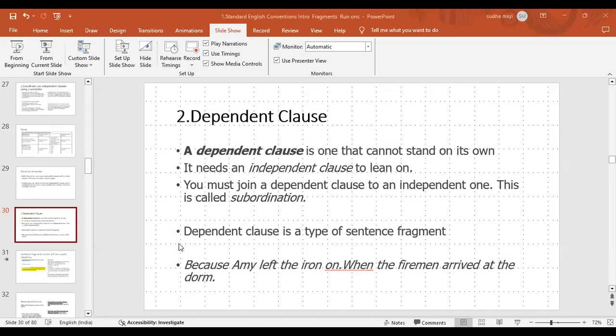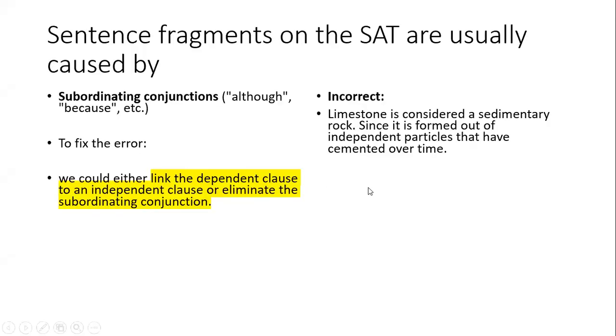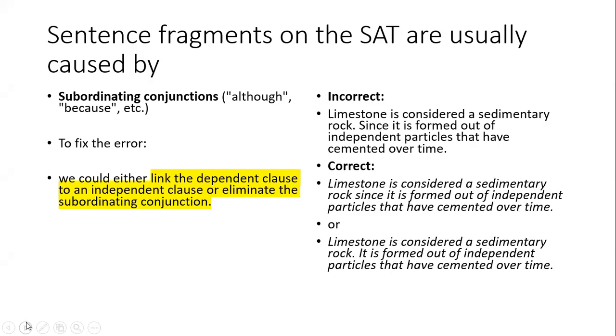Okay, so we'll move on. So how do I connect these two? Look at this. We are going to fix this by removing the so-called conjunction, and make it, if you read this, 'Limestone is considered a sedimentary rock since it is formed out of independent particles that have cemented over time.' I can correct that in this manner.